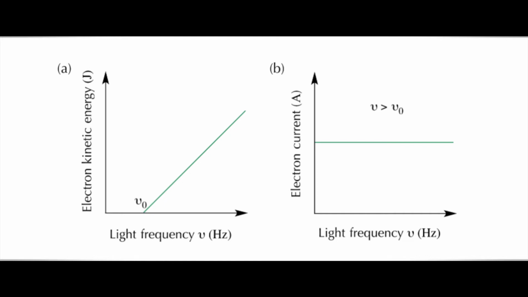Because the light amplitude was kept constant as the light frequency increased, the number of photons being absorbed by the metal remained constant. Thus, the rate at which electrons were ejected from the metal, or the electric current, remained constant as well. The relationship between electron current and the light frequency is illustrated in graph B.